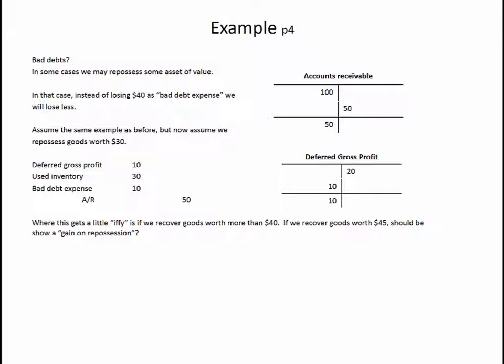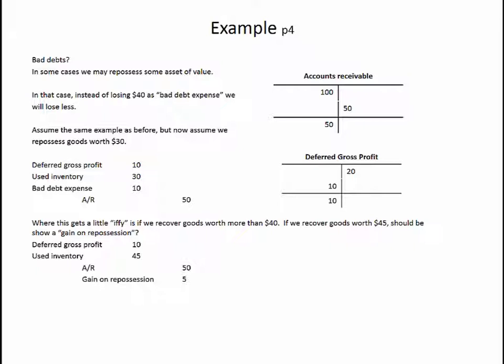Where this gets a little iffy is if we recover goods worth more than $40, more than our net investment in receivable. If we recover goods worth $45, should we show a gain on repossession? So again, let's assume we recover goods worth $45. Again, the receivable and the deferred gross profit have to come off the balance sheet. We record the used inventory at its fair value of $45, and now we're going to have a gain on repossession. This is okay as far as the textbook is concerned, this is okay as far as the FASB is concerned, but this does rub some people the wrong way. Basically, the idea that we can profit by having a customer not pay us raises some questions.